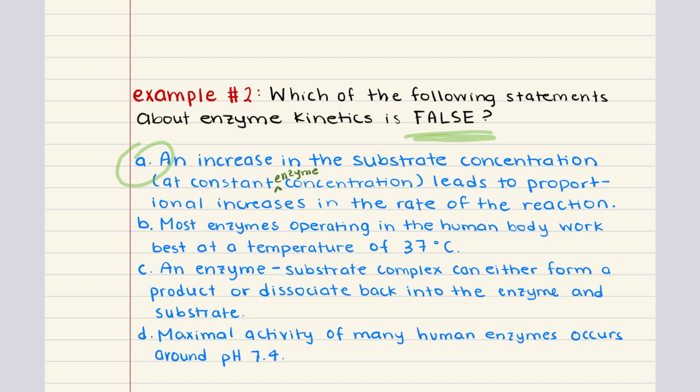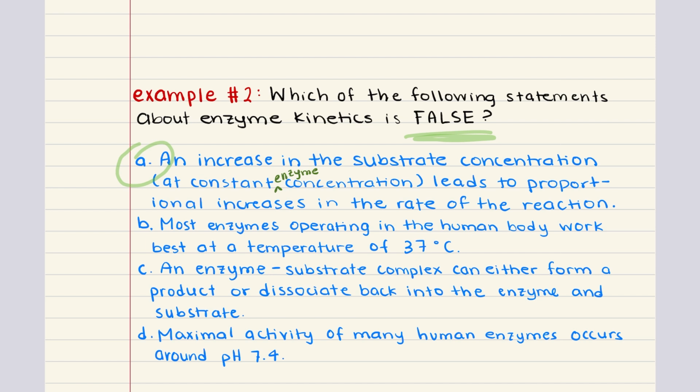But we're still going to work through the other answer choices. B says, most enzymes operating in the human body work best at a temperature of 37 degrees Celsius. This is true. That's normal body temperature, and most enzymes found in humans are optimized for those conditions.